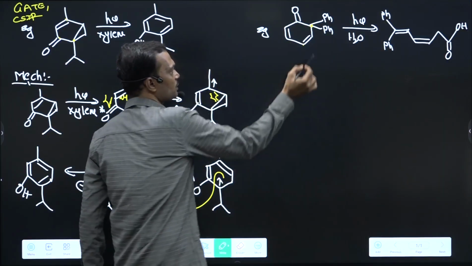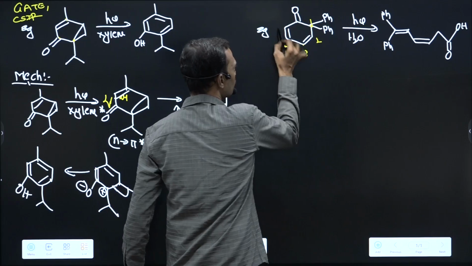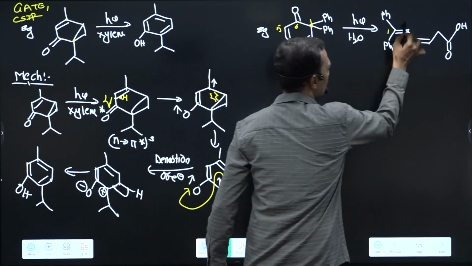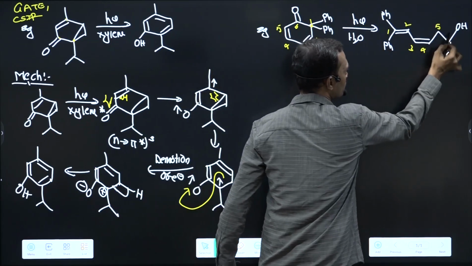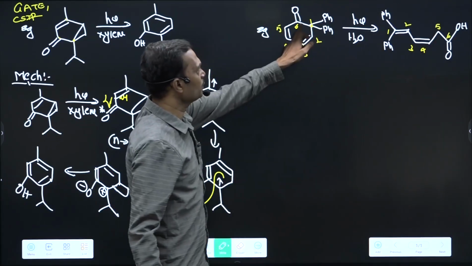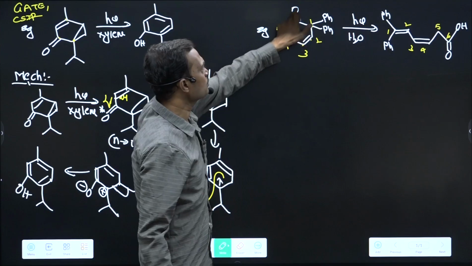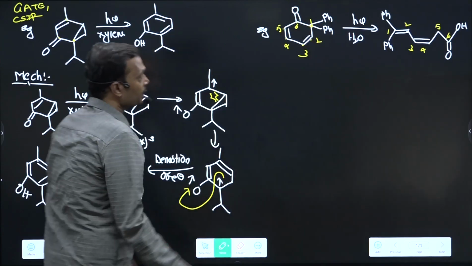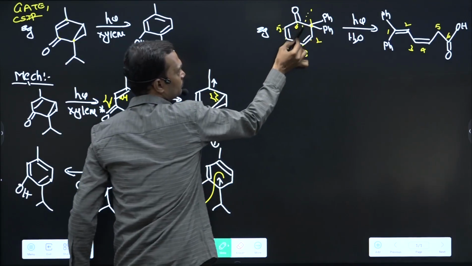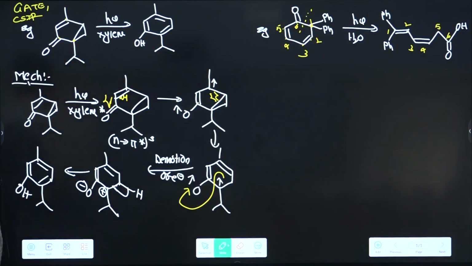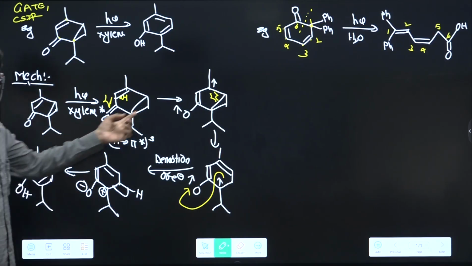Total number of carbons are these. See, this is 1, 2, 3, 4, 5, 6. 1, 2, 3, 4, 5, 6. Open from this side. If you open here, put a double bond, then C double bond OH. Break here, and you will get the answer. So that is the photochemistry of conjugated carbonyls.